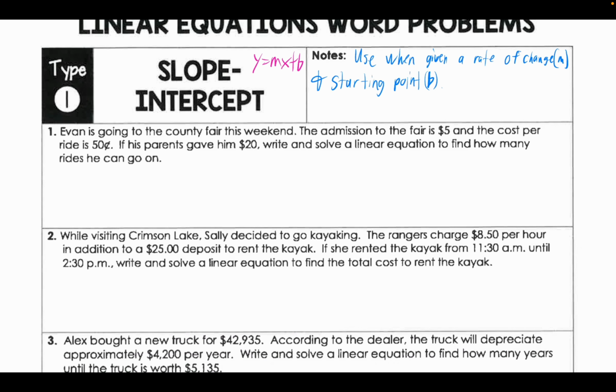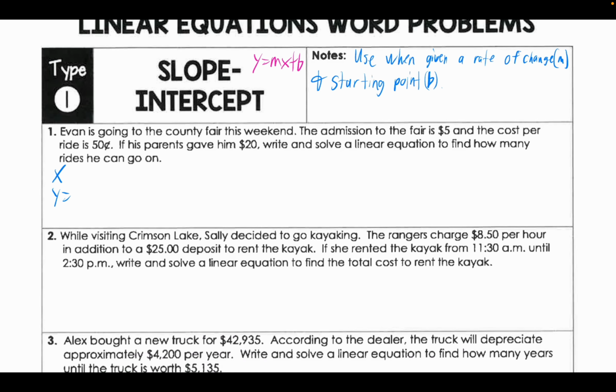So on number 1 here, Evan is going to the county fair this weekend. The admission to the fair is $5, and the cost per ride is 50 cents. If his parents gave him $20, write and solve a linear equation to find how many rides he can go on. So I think a great thing to do on word problems is to figure out key information as well as defining variables. So here I'm going to go and define our variables.